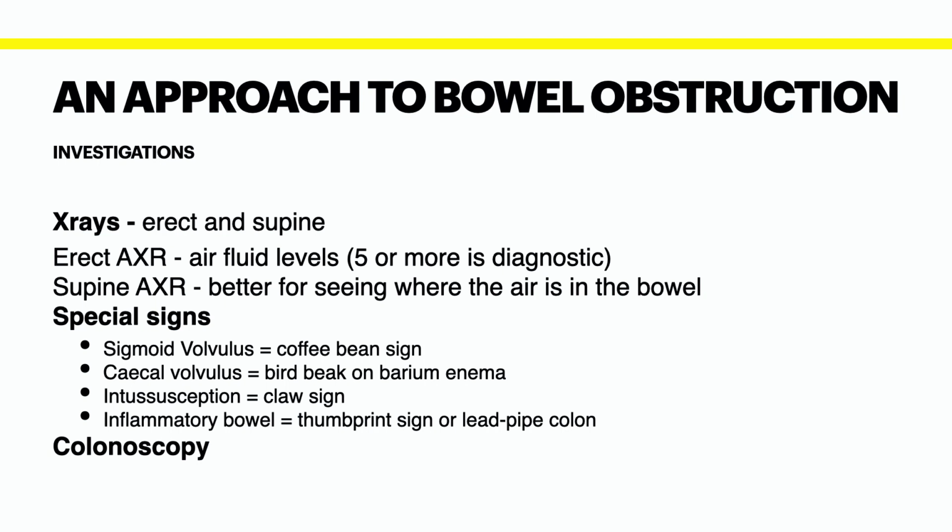Sigmoid volvulus can present with the coffee bean sign, which is a massive colonic distension with dilated loops of bowel running diagonally across the abdomen, typically from right to left. A cecal volvulus may present with a bird beak sign on barium enema. Intussusception, which in the pediatric population can occur at many places but in adults typically occurs at the ileocecal valve, may present with a claw sign. And inflammatory bowel disease, such as ulcerative colitis, may show signs of bowel inflammation such as mucosal thickening or the thumbprint sign, or a featureless colon, also known as a lead pipe colon.